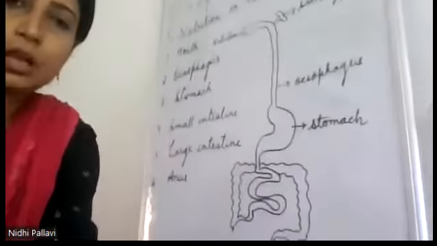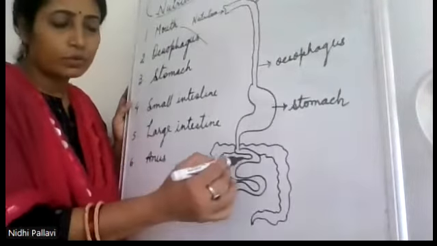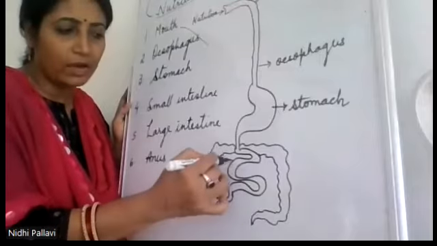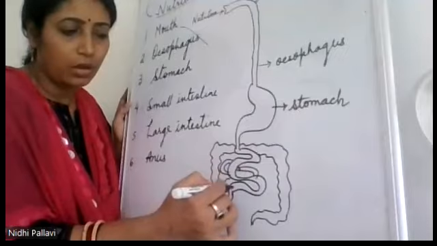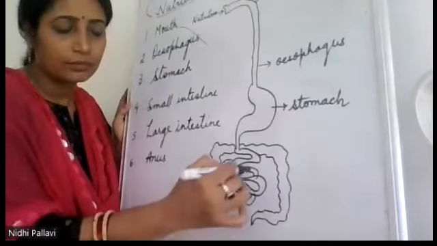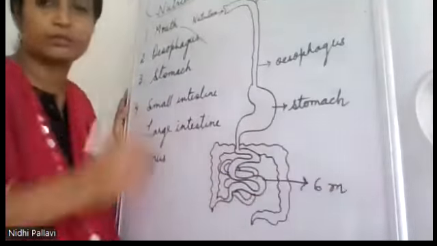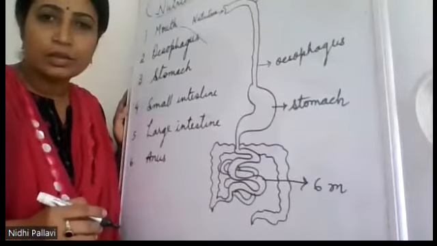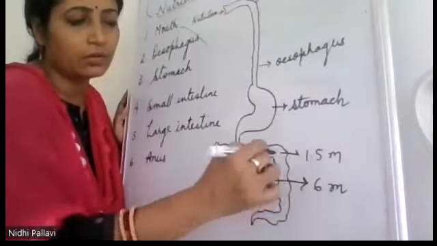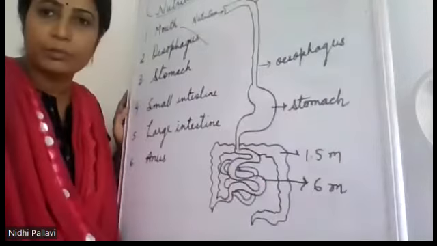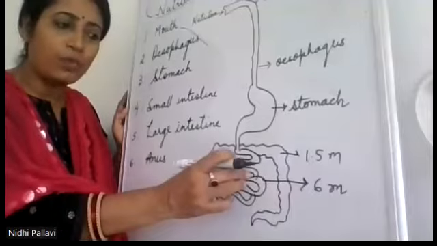Okay, everybody. Are you able to see the figure properly? So this is a small intestine. This is a complex coil-like structure. The length of small intestine is what? 6 meters in length, and this is 1.5 meter in length. Large intestine का length क्या होता है? 1.5 meter.